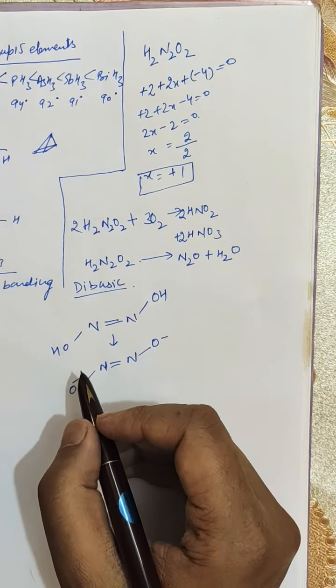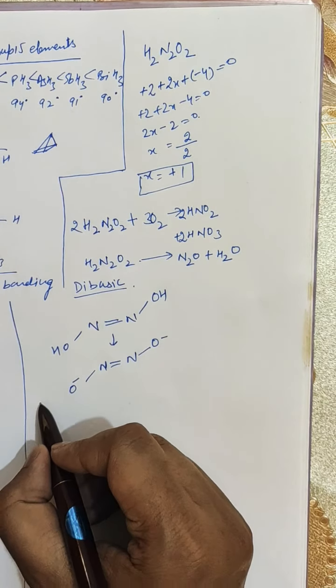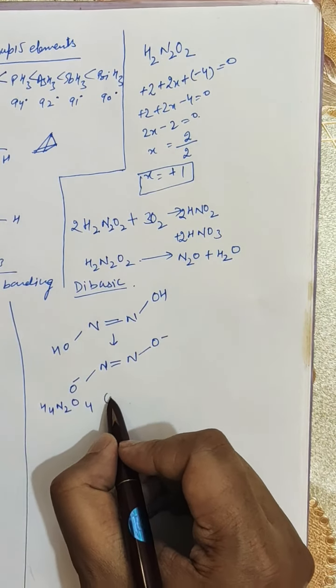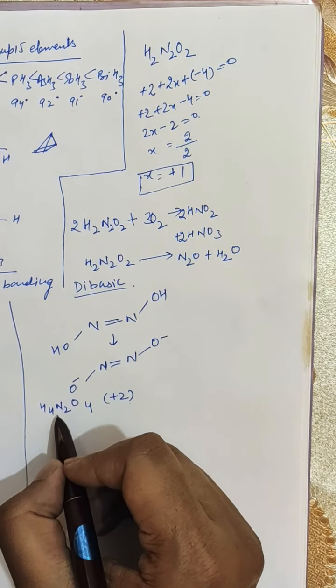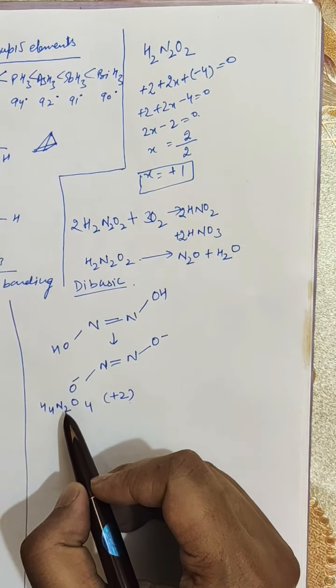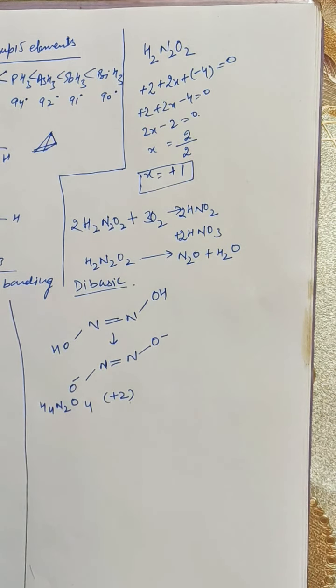Further is the nitroxylic acid. So nitroxylic acid, that is H4N2O4. Oxidation state of nitrogen here is +2. You can calculate as I calculated here. So it is like an exercise for you, that try to work out the oxidation state of nitrogen in nitroxylic acid. Other acids too, nitrous acid and nitric acid.